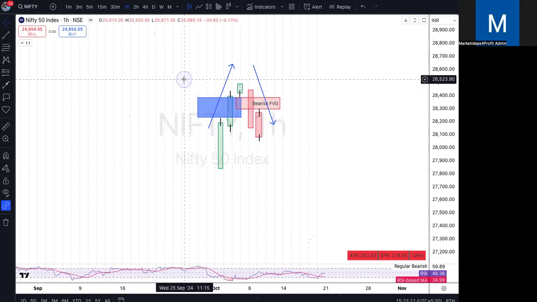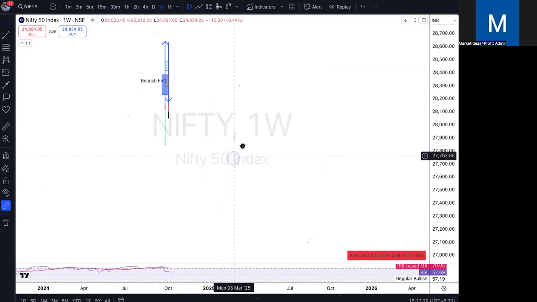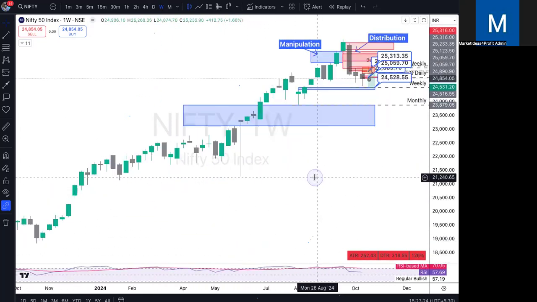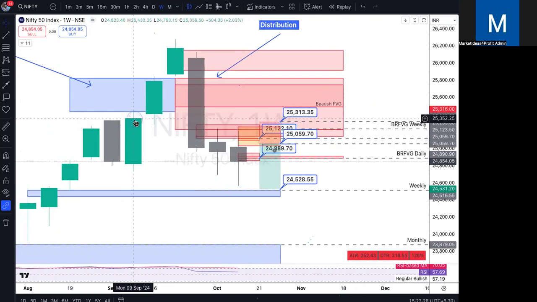Now, you're going to see this formation. Let me go back and show you this formation on the weekly. This is the weekly, right? Let's see what's happened in the weekly. The drawings that I made right now will become very evident to you. You see this movement. We went up.